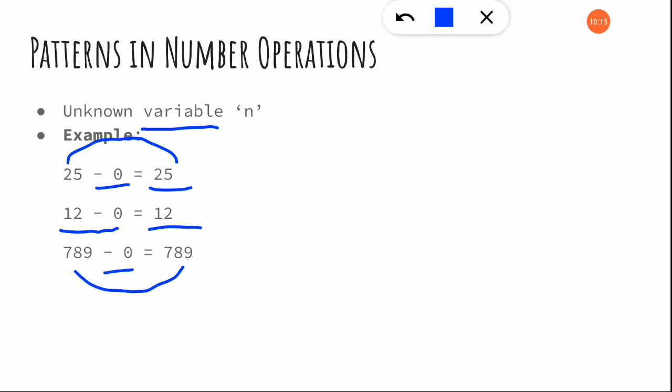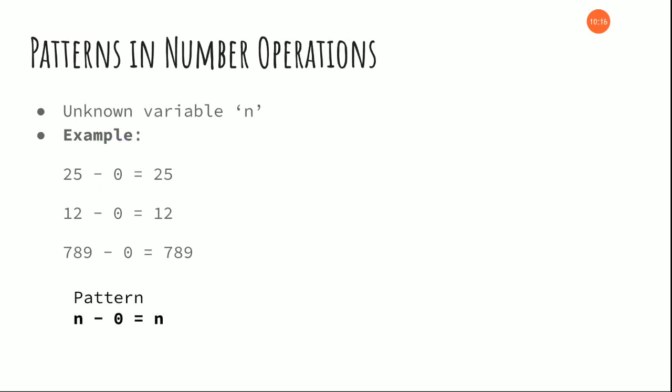Now next one. So the pattern here is, some number is here and you are going to subtract 0 and the answer will be the same number. Clear, children? Now we are using another example.